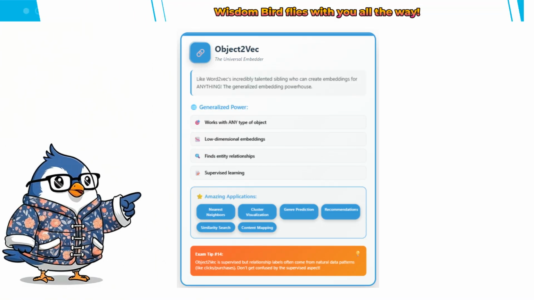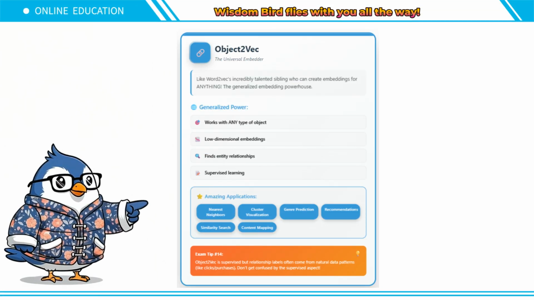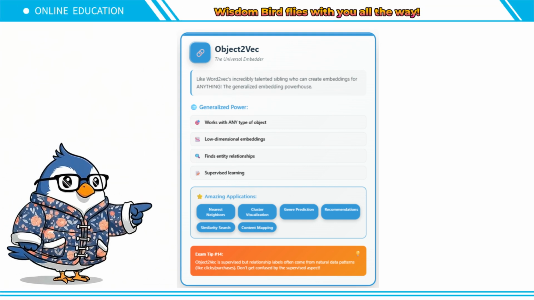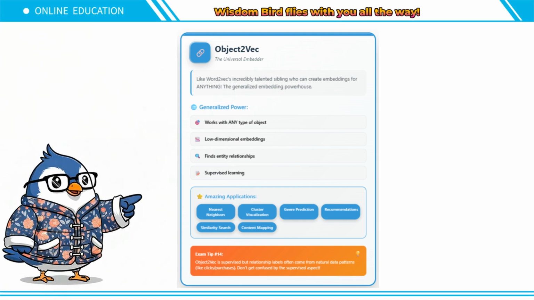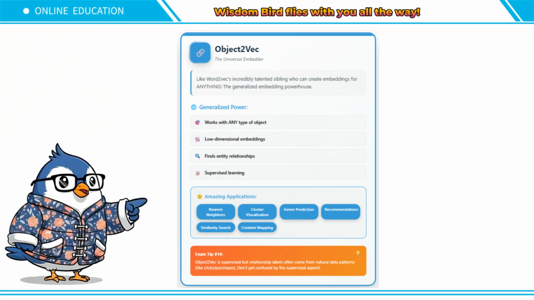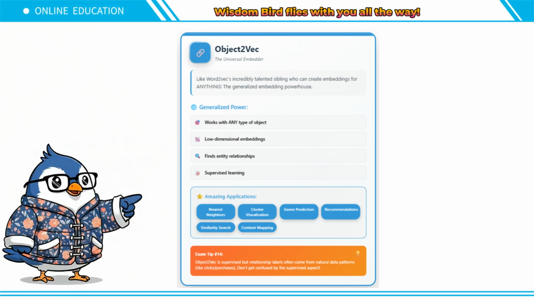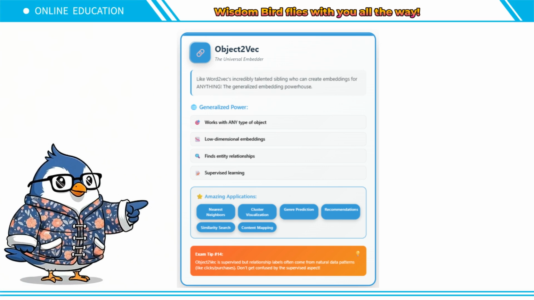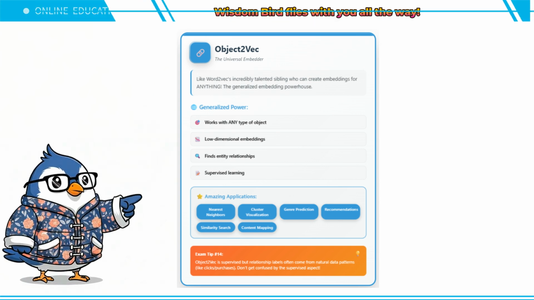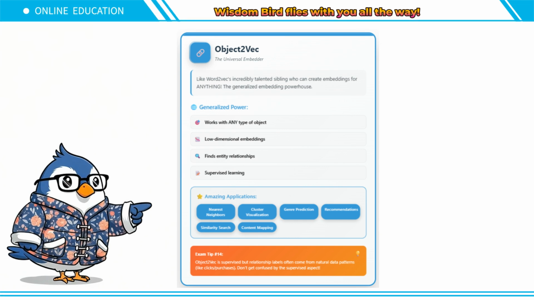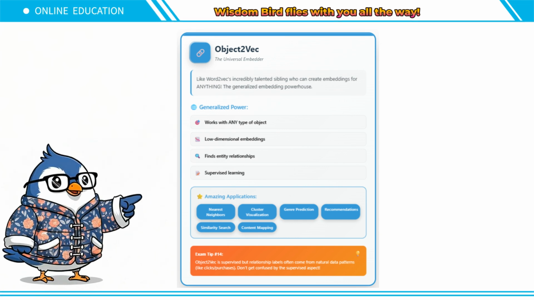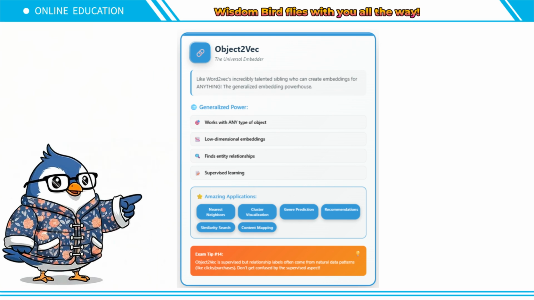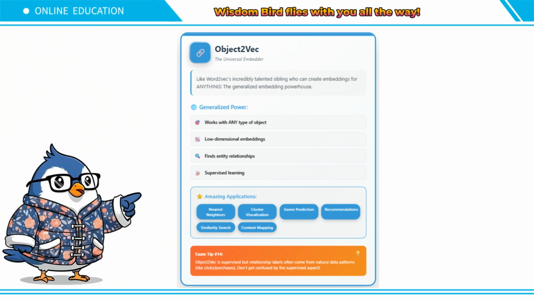Object2Vec, the universal embedder. Object2Vec is like Word2Vec's incredibly talented sibling who can create embeddings for anything. Generalized power: creates low-dimensional embeddings for high-dimensional objects. Works with any type of object, not just words. Finds relationships between different types of entities. Amazing applications: computing nearest neighbors, cluster visualization, genre prediction for movies, recommendation systems, customer-product relationship mapping.